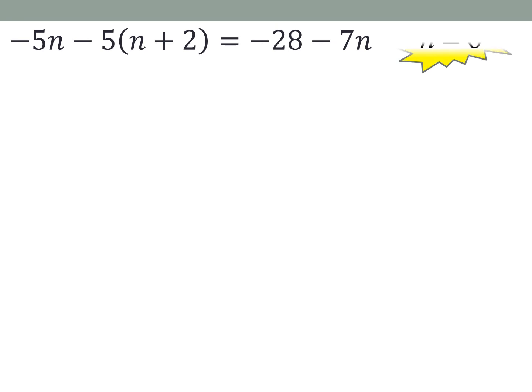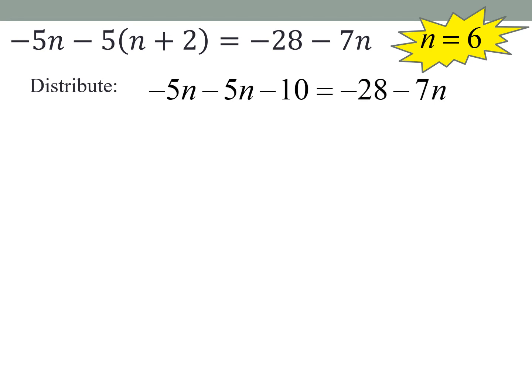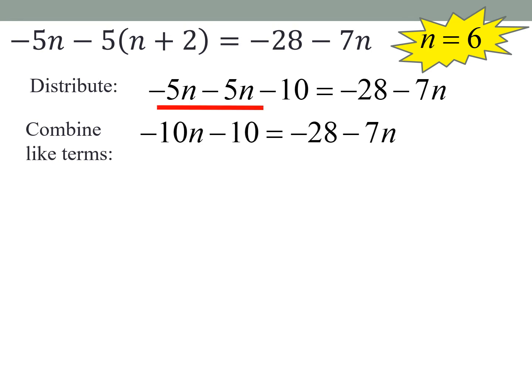All right, did you get it right? N equals 6. So your first step is to distribute. So you're going to take the negative 5 times n for a negative 5n, and the negative 5 times a positive 2 for a negative 10. And then you're going to combine your like terms, so you have two n's on the left side of the equation. So that'll give me negative 10n minus 10 equals negative 28 minus 7n.